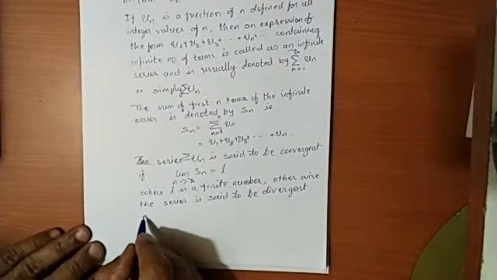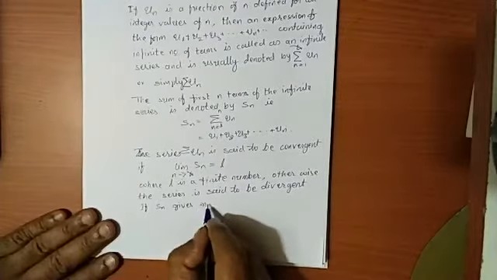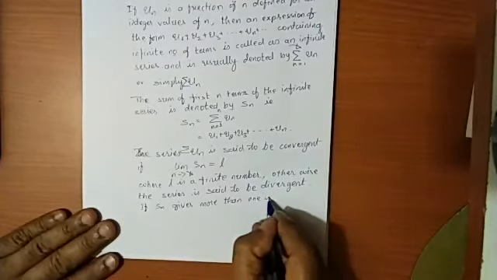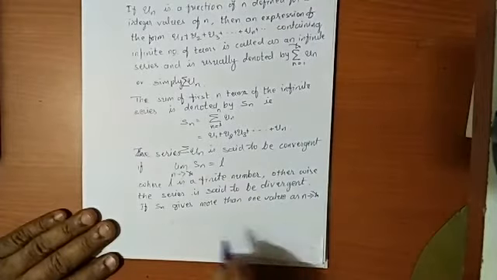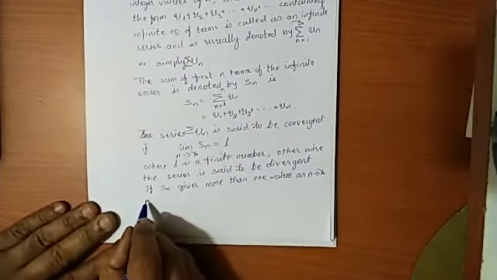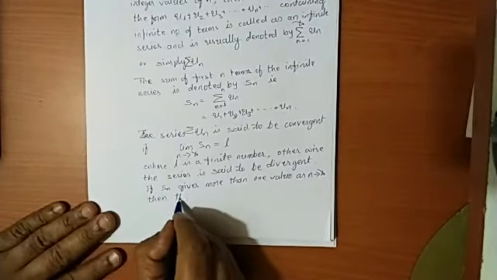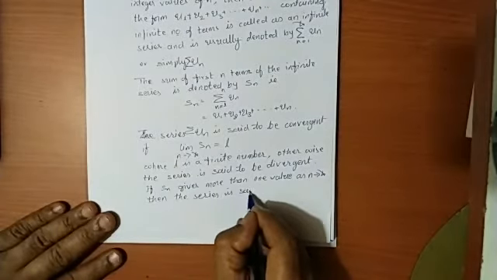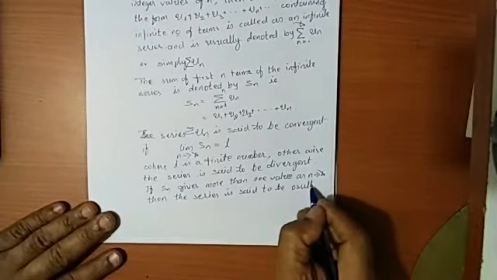If Sn gives more than one value as n tends to infinity, then the series is said to be oscillatory.